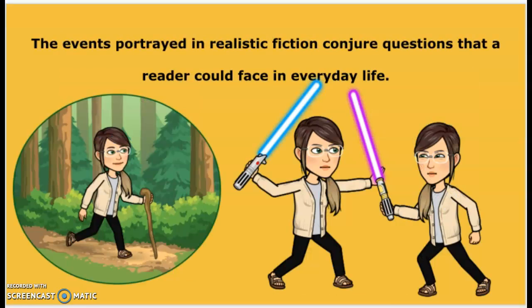All right, and lastly, the events portrayed in realistic fiction conjure up questions that a reader could face in everyday life. So, on the left, we have going for a hike and maybe running into a little bit of danger, maybe a snake, maybe getting lost, or having to get in a lightsaber battle with a clone. Which one could you face in your everyday life? I'll give you a hint. I live right next to the forest and I can go for a hike anytime I want, but I don't have a twin, nor do I have a clone. So it is definitely the option on the left, going for a hike.